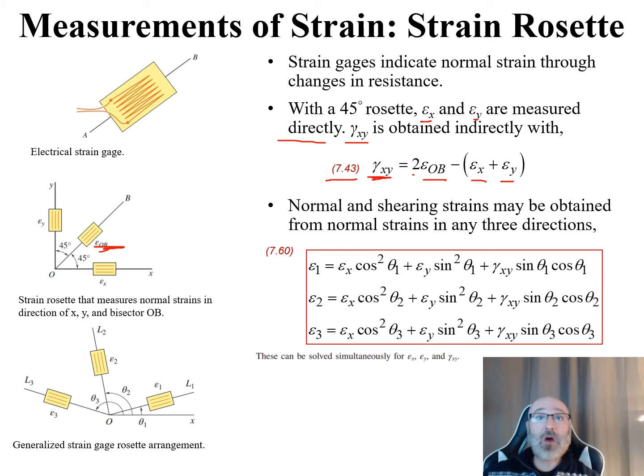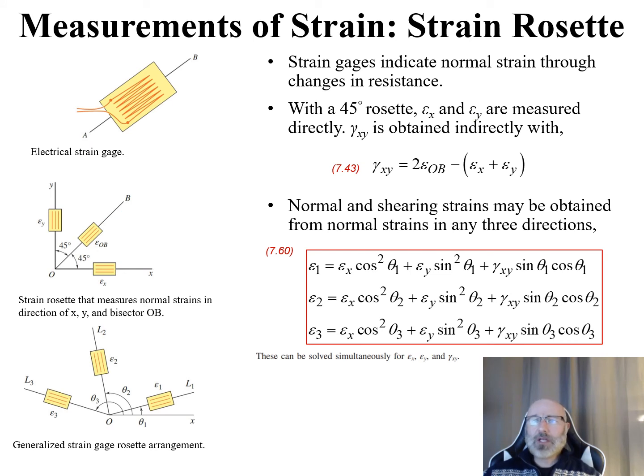And we can see how our epsilon y and epsilon x strain gauges are measured directly, because epsilon x goes right along our x-axis, and epsilon y goes right along our y-axis in this diagram. And again, in this diagram we can see along our bisector that it is 45 degrees off our x-axis and 45 degrees off our y-axis.